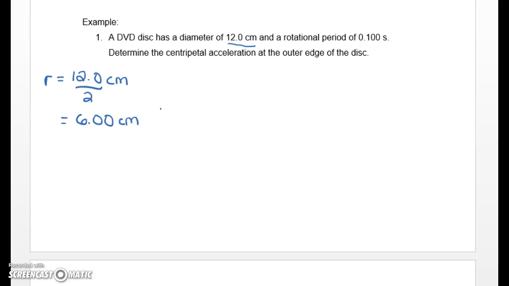The next thing that we have to do as well is, if you guys remember a minute or two ago, I said that our units need to be in meters for our radius. So we also need to convert the centimeters into meters. To do that, when we're working with centimeters going to meters, we're going to divide by 100. So our value is going to look like it's getting smaller. So then we should get 0.0600 meters as our answer for our radius.